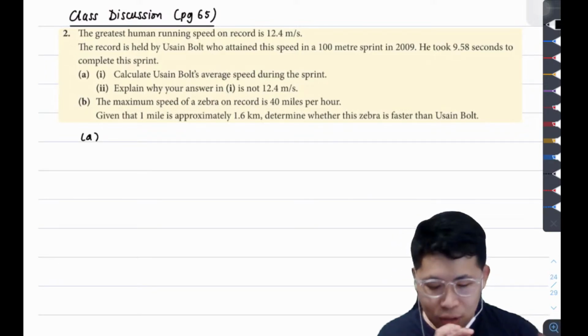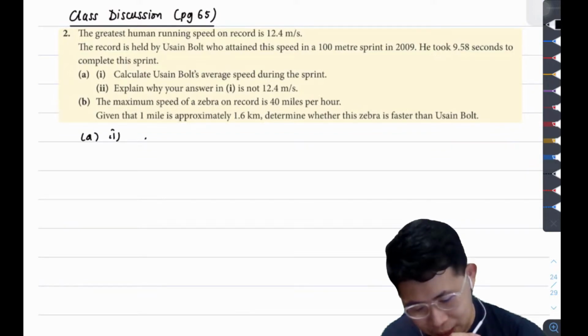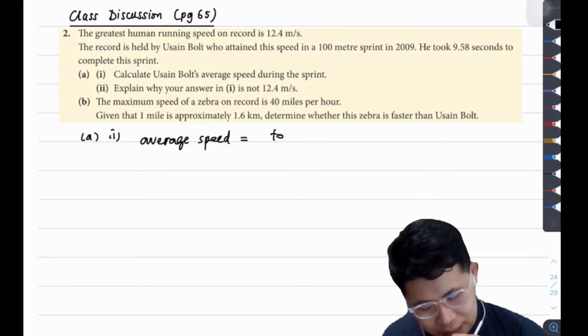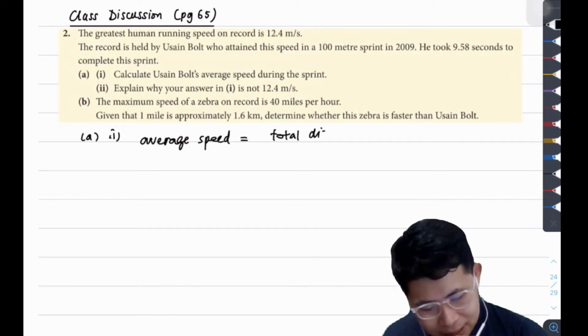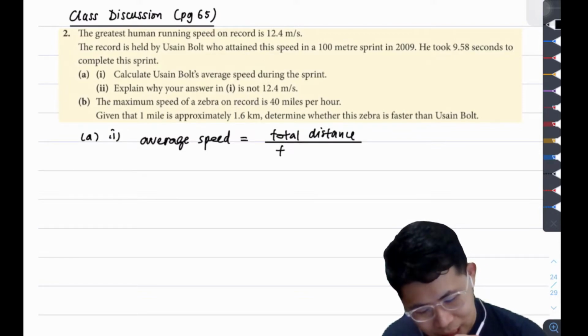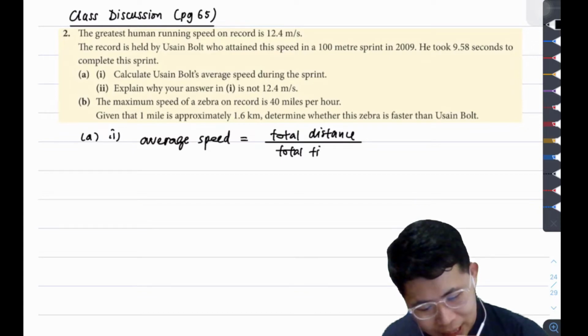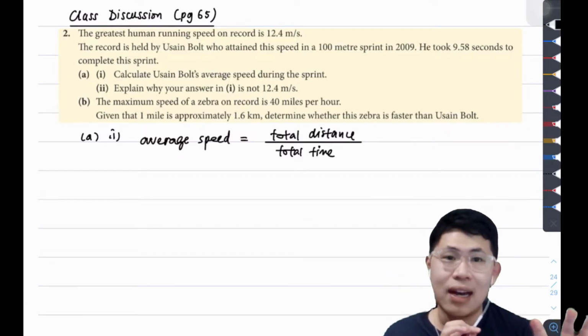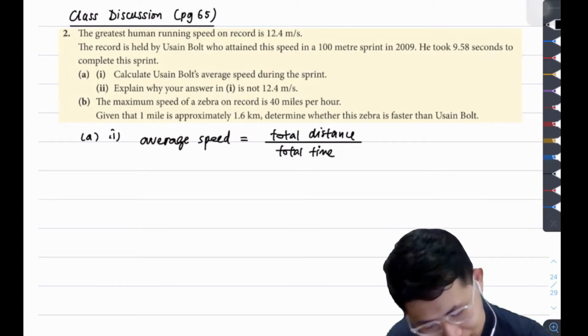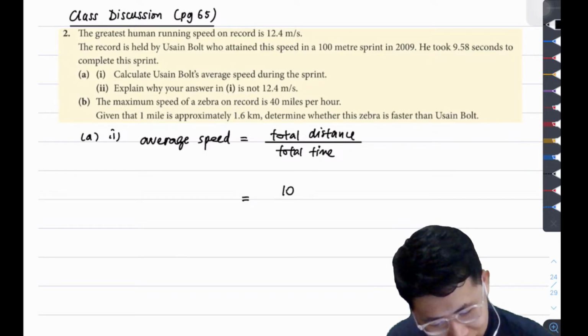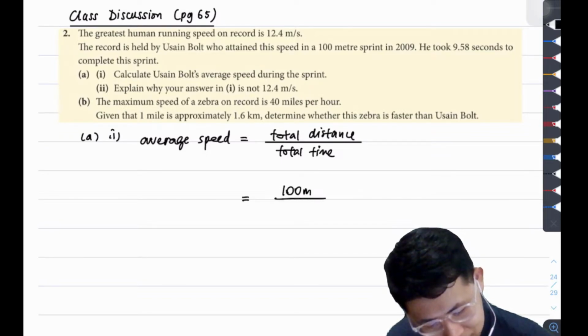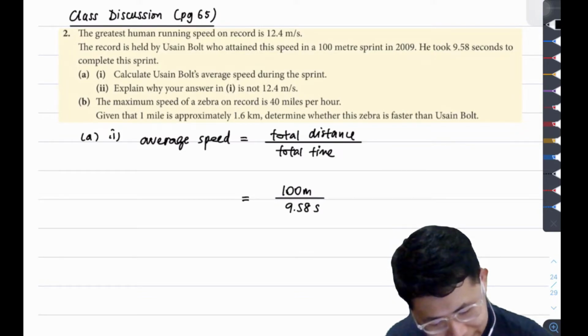So let's calculate that average speed. Average speed is also based on the idea of distance and time, but now it is total distance divided by the total time taken. So we are looking at the average speed across the entire event. So what is the distance that he ran? He ran for 100 meters, and the time that he took was 9.58 seconds.